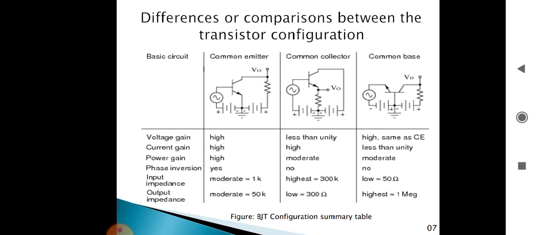Input impedance is 1 kilo ohm for common emitter, for common collector it is 300 kilo ohm, and for common base it is 50 ohm. Output impedance for common emitter is 50 kilo ohms, common collector is 30 ohm, and highest for common base is 1 mega ohm.